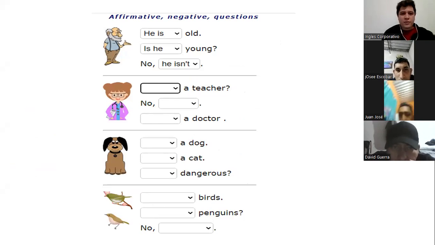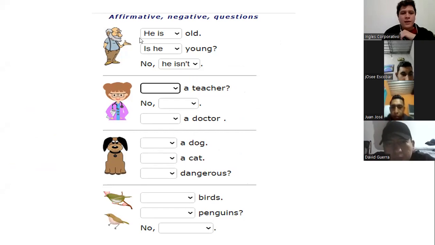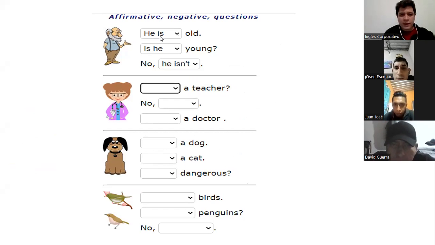So first of all, primero tengo esta, affirmative, negative, and question. So como afirmativo, guys, tenemos esta imagen, right? So he is old. Primero, él está viejo, right? O él está mayor, he's old. Como pregunta, is he young? ¿Él es joven? Y como respuesta, no, he isn't. No, él no lo está, right?